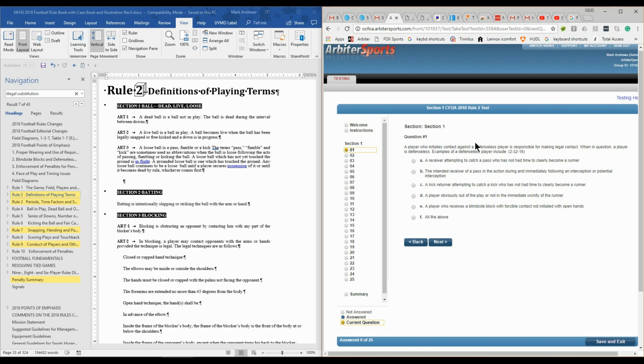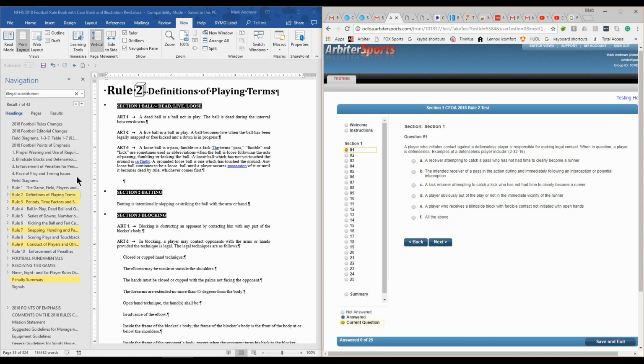Okay, here we go with the Rule 2 test. Question 1. A player who initiates contact against a defenseless player is responsible for making legal contact. When in question, a player is defenseless. Examples of a defenseless player include, and we have 5 examples and an all of the above choice.